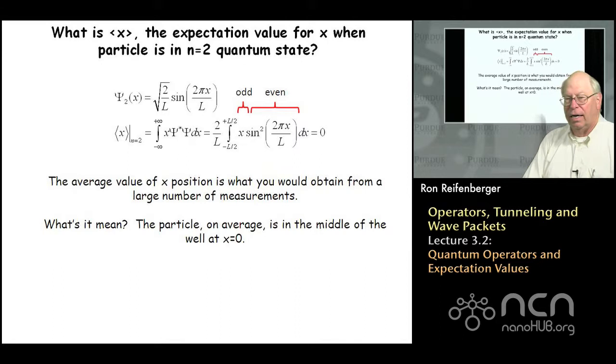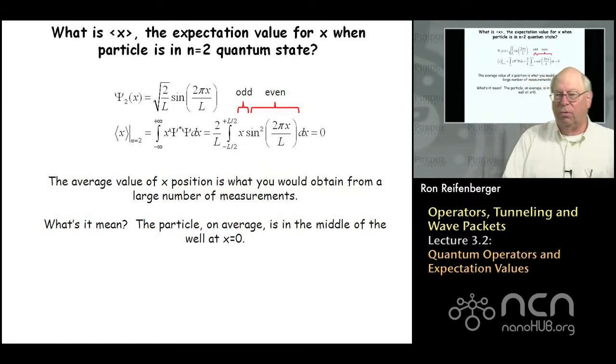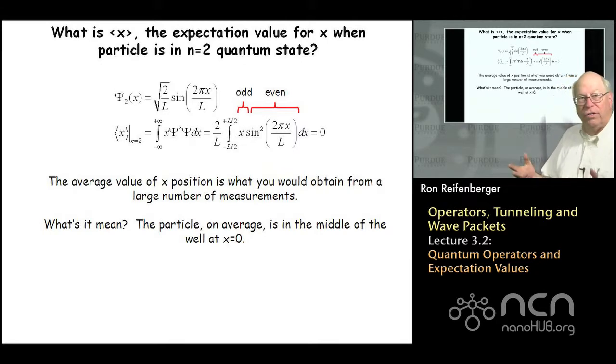What is x with the angle brackets around it? That refers to the expectation value of x when this particle is in the n equals 2 quantum state. Well, you just have to perform the calculation as we've outlined. You have to know what the wave function is, and then put that wave function in an expression for the expectation value, and it involves psi star psi. In this case, the wave function is real, so the complex conjugate of psi is the same as psi, right? That allows you to get a sine squared term in the integral. x is the parameter that you're trying to calculate the expectation value of.